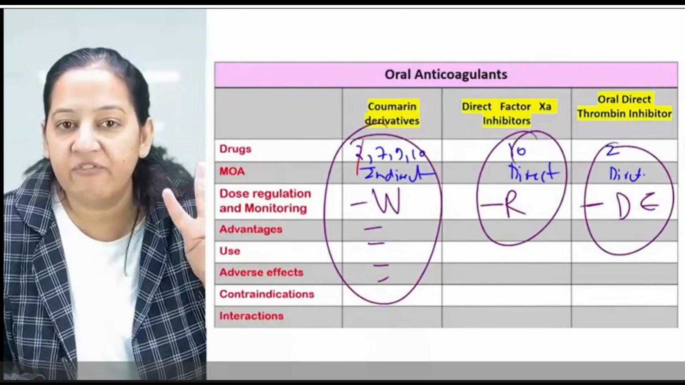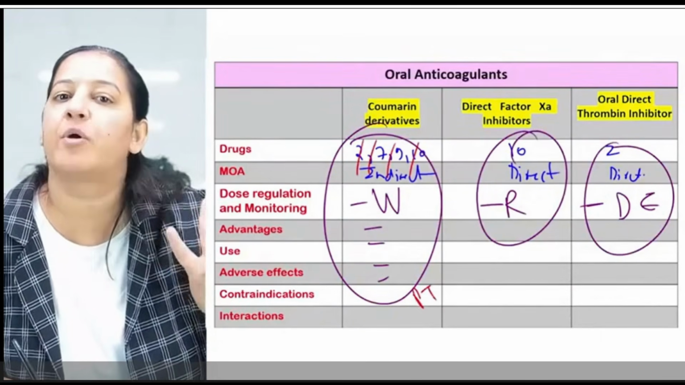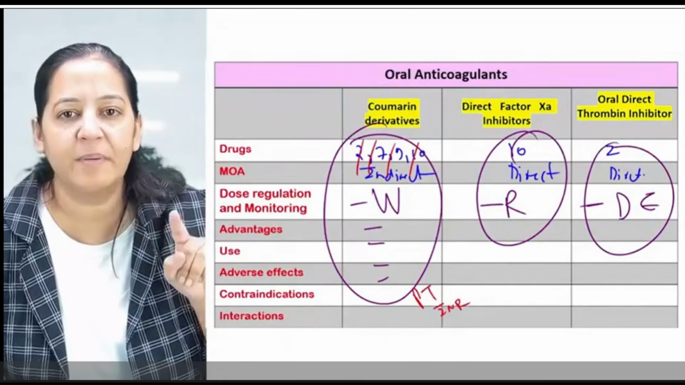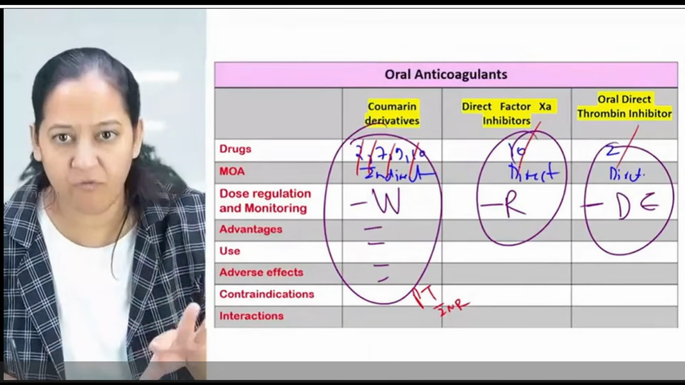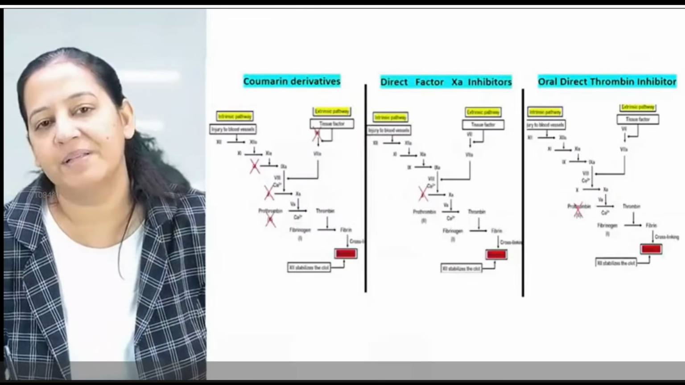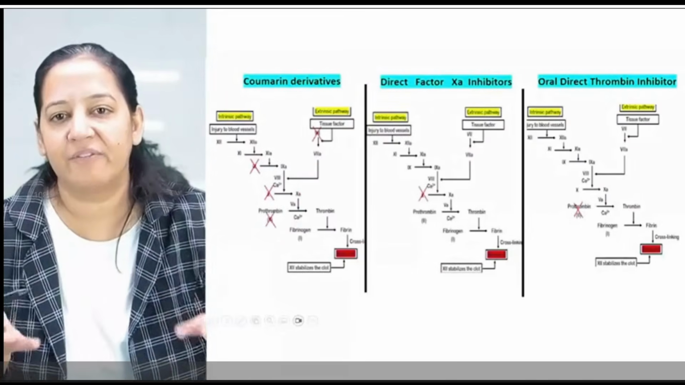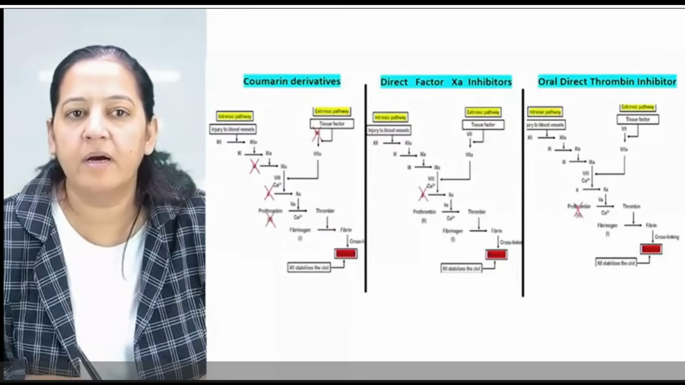Since this one is inhibiting 4, it's risky. That's why PT and INR monitoring is required. These are inhibiting only 10 and only 2, so they are less risky. Even if you want to monitor, you have to monitor aPTT, but monitoring is not required. People say, I'm done. You can see, it's in front of you. Can you see it? Respond.